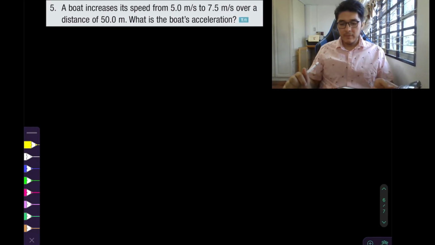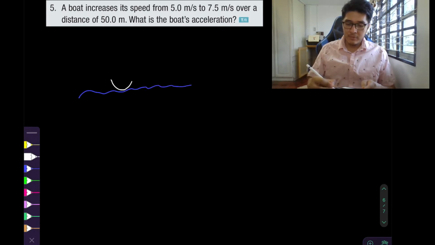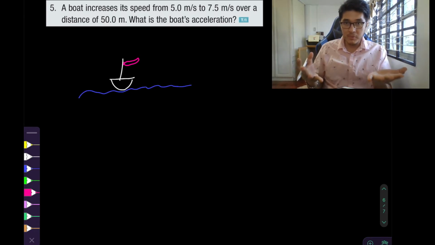Okay, for question number 5, we have a boat that increases its speed from 5 meters per second to 7.5 meters per second over a distance of 50 meters. What is the boat's acceleration? Here we don't know anything about directions, but part of the fun in physics is drawing a nice picture. So let's draw a picture. Let's draw our boat. And now we can start to put some of the numbers into letters with directions, but we don't have directions, so we're just going to put numbers.